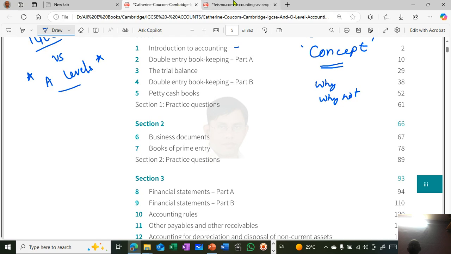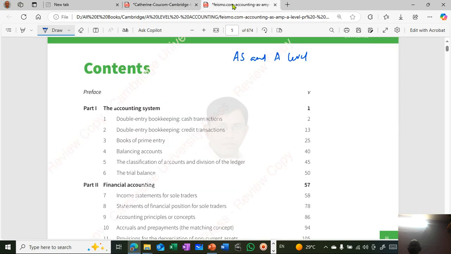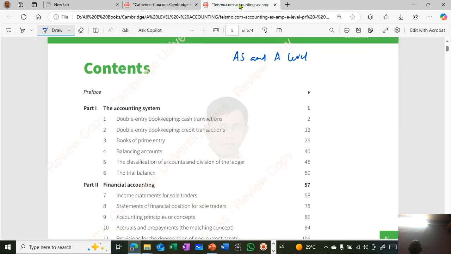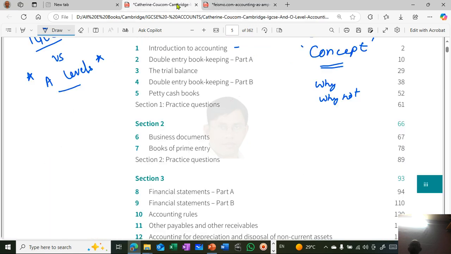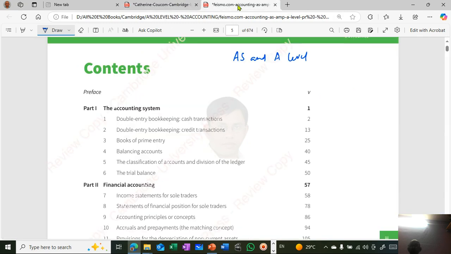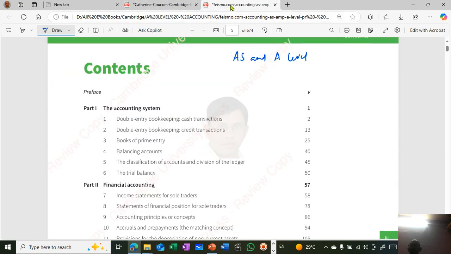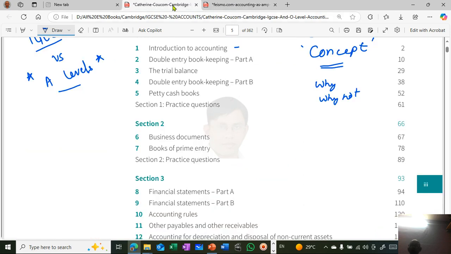So then classification of accounts, division of the ledger. In this you will learn in double entry bookkeeping part B. So the same thing, but the lesson names are different. The classification of accounts, the trial balance is here also. See the trial balance. So where is the trial balance? Trial balance is here also. So okay. So then income statement for sole traders. So financial statements part A, part B, income statement, statement of financial position part B. So here it is a statement of financial position part B.